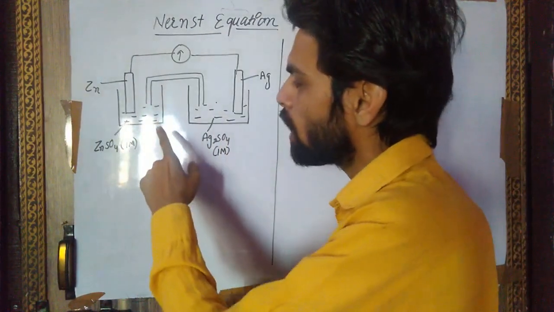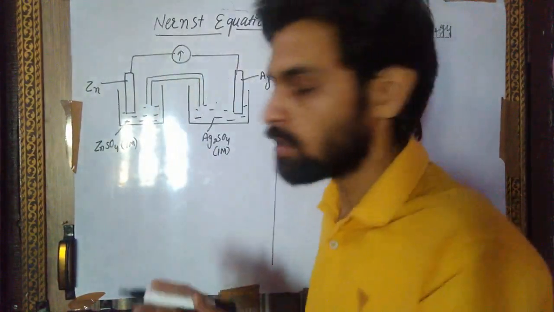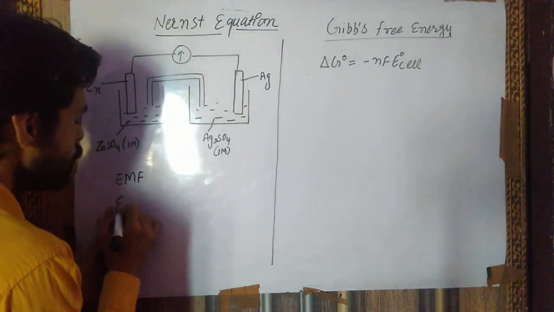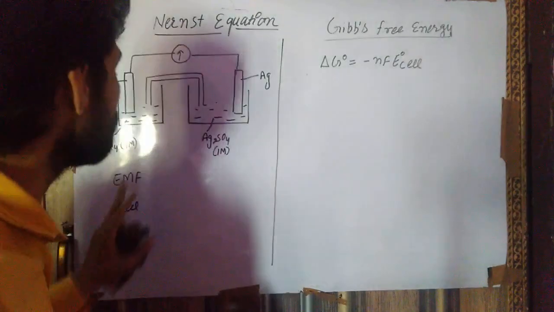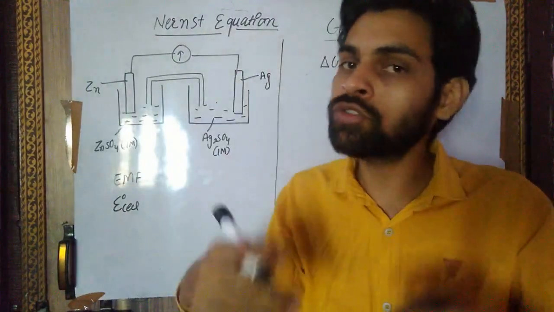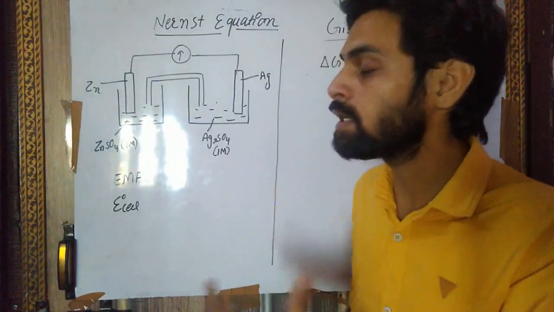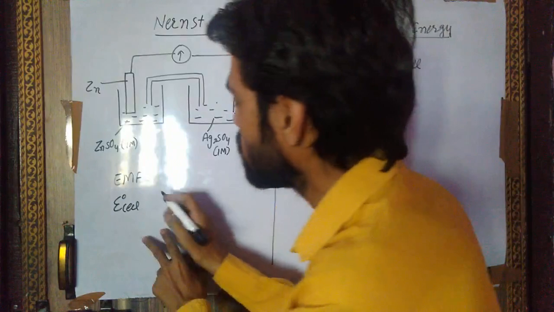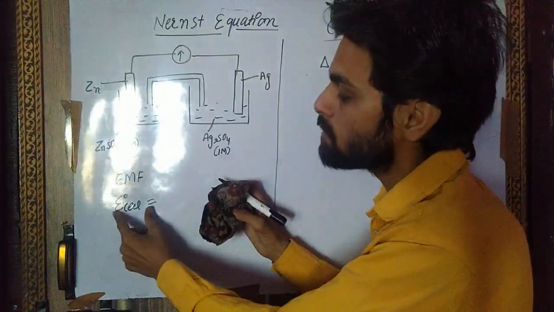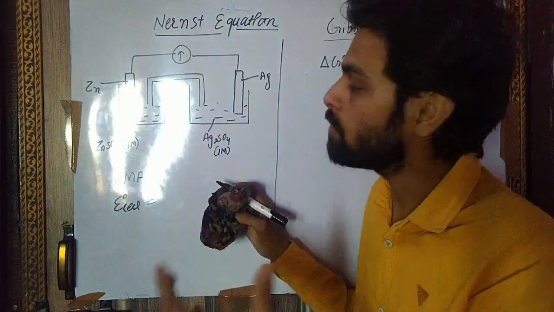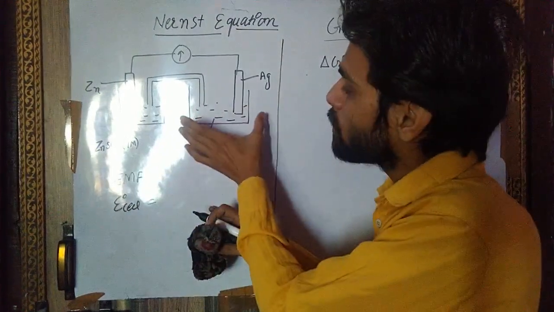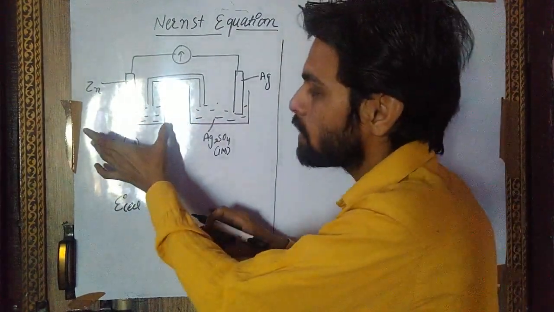So how will we calculate the EMF of the cell? We will calculate the EMF of this cell, that is E naught cell. Naught means standard, because both electrolytes have the same concentration and the temperature of this setup is 25 degrees Celsius. So these conditions represent the standard condition. The EMF of the cell, the potential difference, the electromotive force, we will calculate by taking the difference: reduction potential of cathode minus reduction potential of anode.